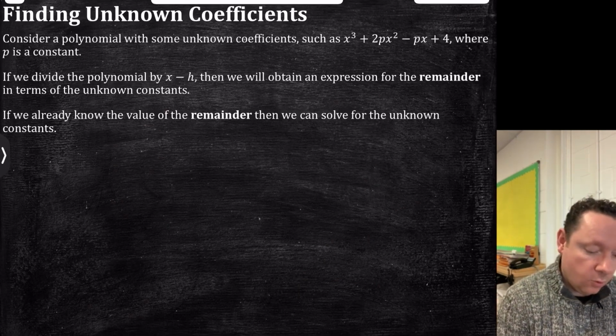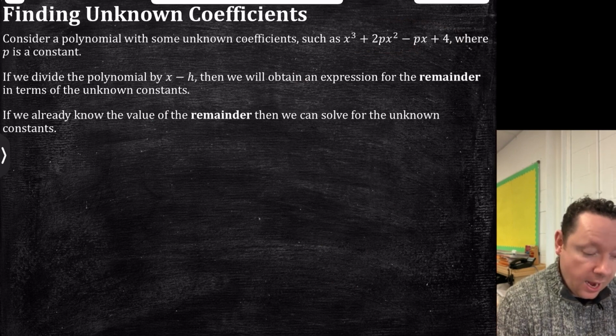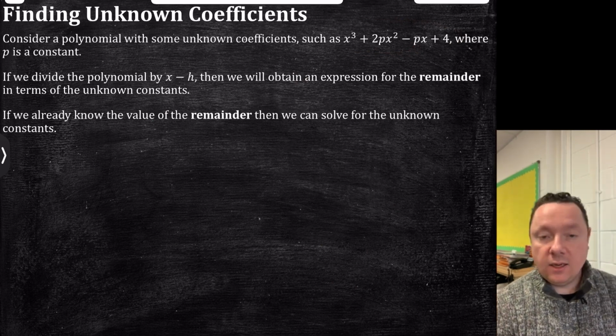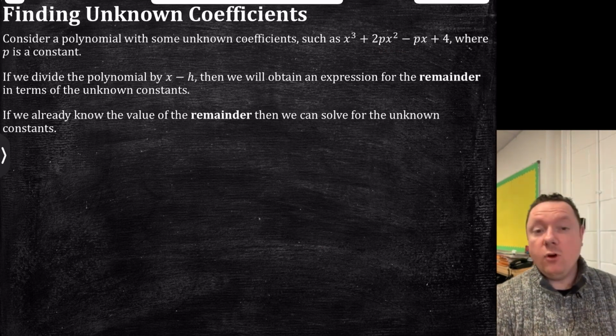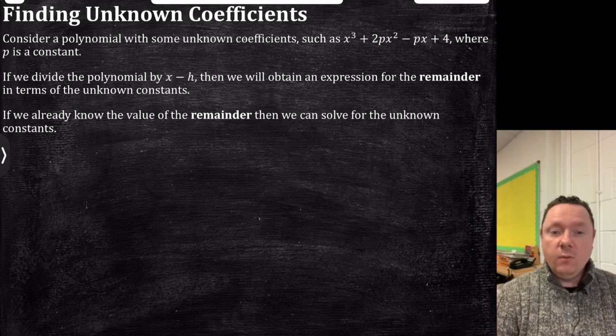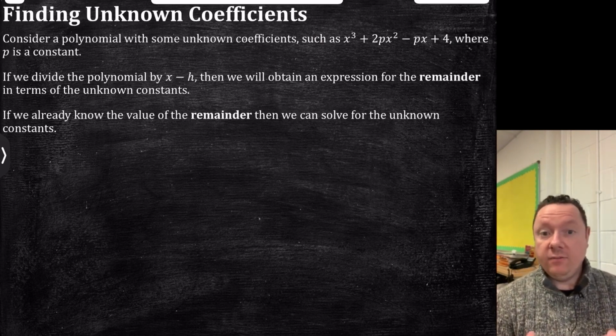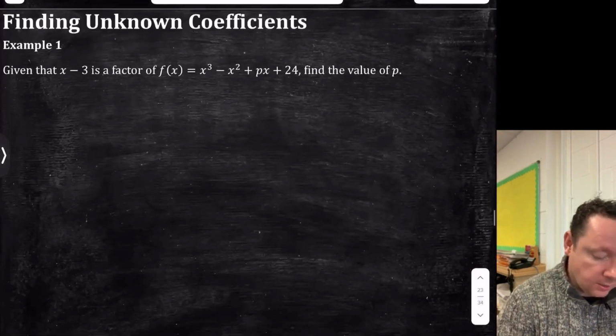Coefficients. If we have a polynomial with some unknown coefficients, like this polynomial with a p here, and p is some number, a constant, if we divide by some factor x minus h, then we get an expression for the remainder. But if we had another remainder, let's say it was 0, we can then just solve what we get to find p, okay? Here's a simple example.